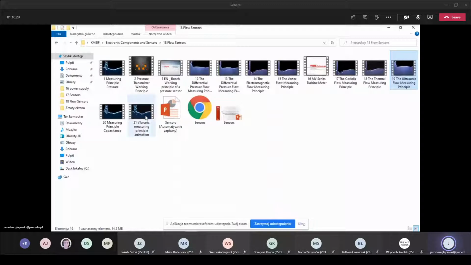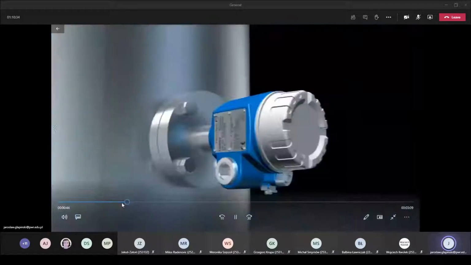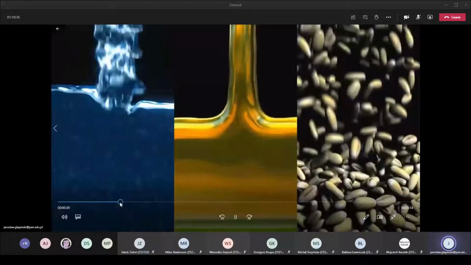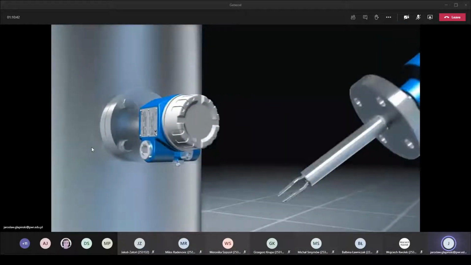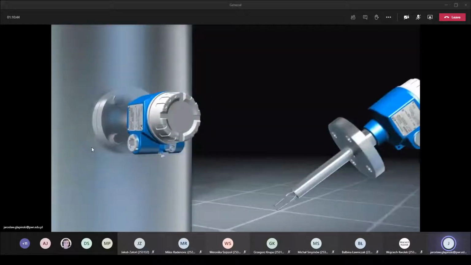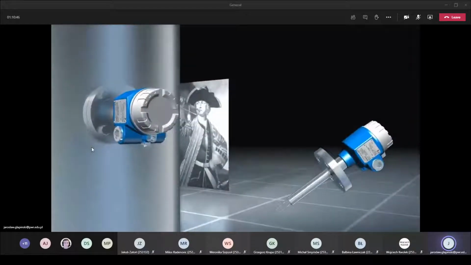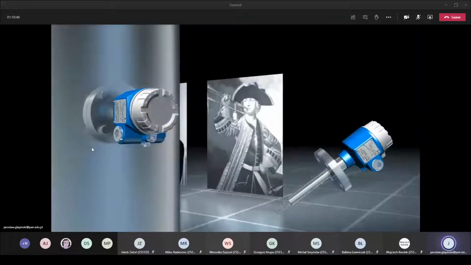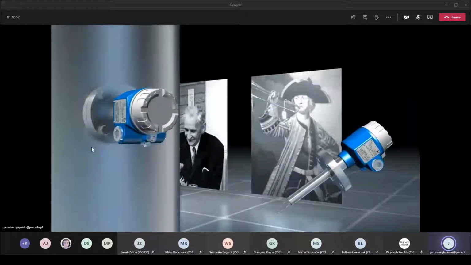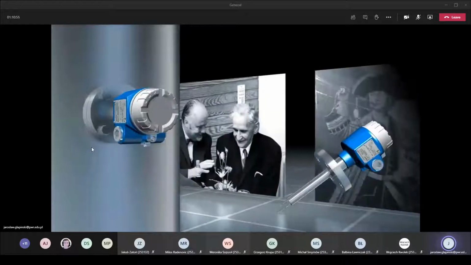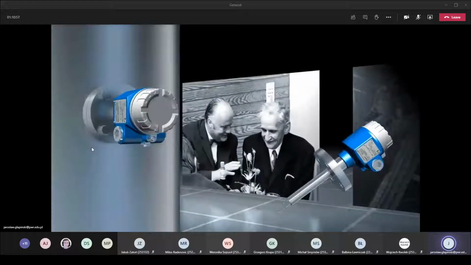Okay, I will show you this one. Point level measurement. There are different measuring principles to detect them. For example, point level measurement in liquids or bulk solids according to the vibronic principle, also called the tuning fork principle. The tuning fork, which John Shore designed more than 300 years ago, served as a basis for the vibronic principle invented by Endress+Hauser in 1967.